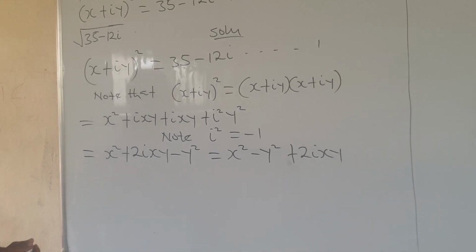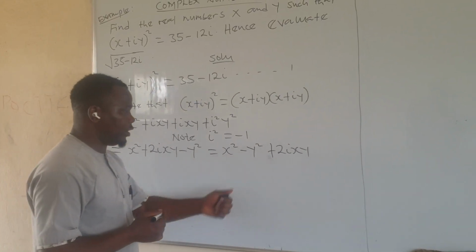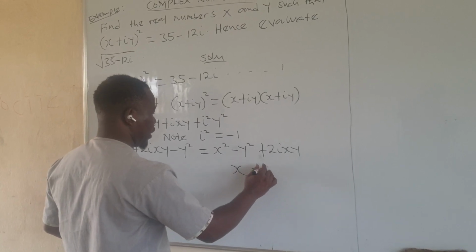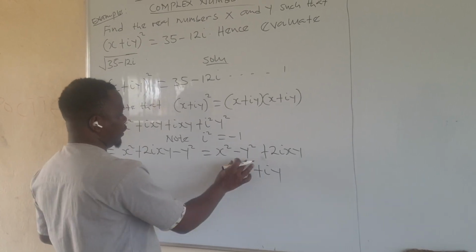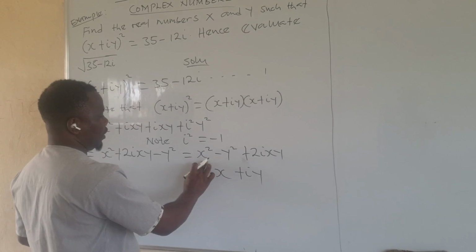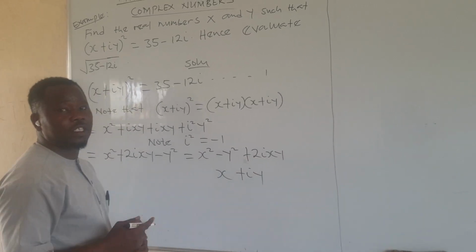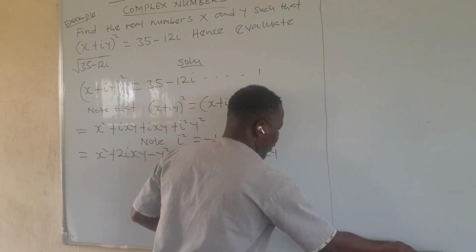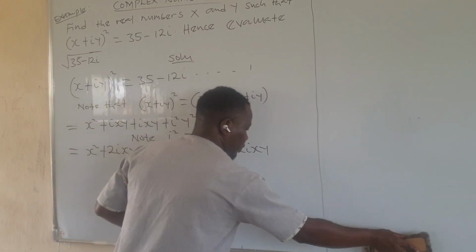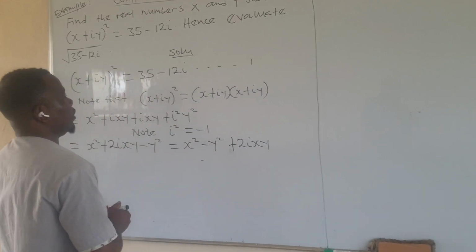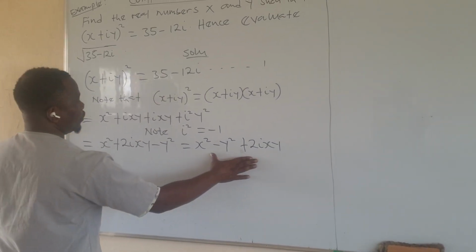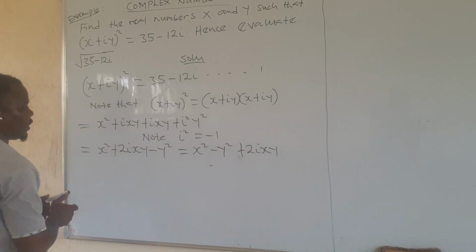And you discover that, without loss of generality, we compare it with this x plus iy. You know that this part is the real part, then this part is what? The imaginary part, true or false? Okay? Then we can now substitute this into equation 1 in the left hand side.